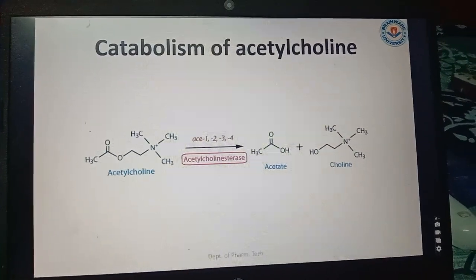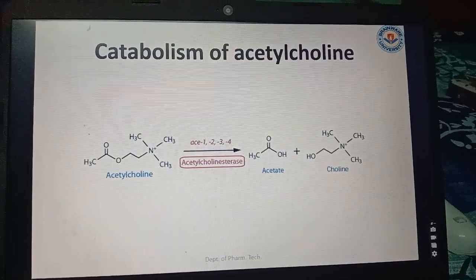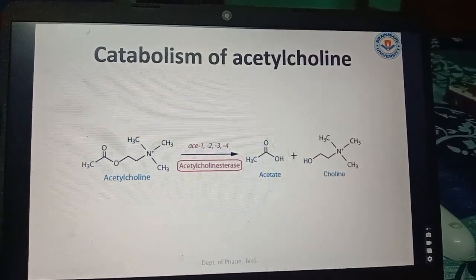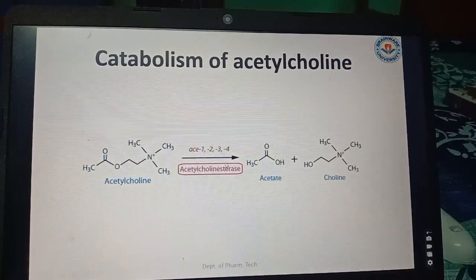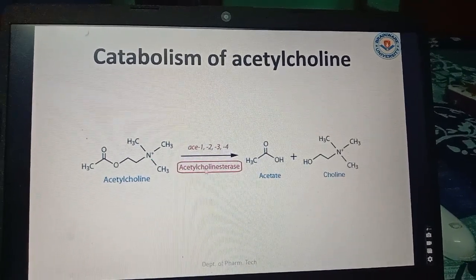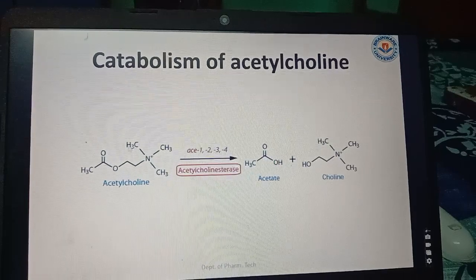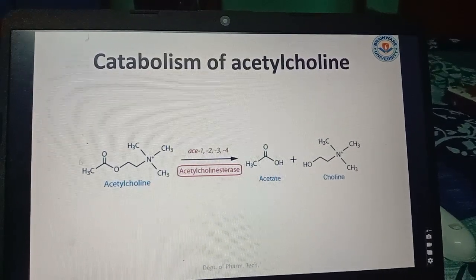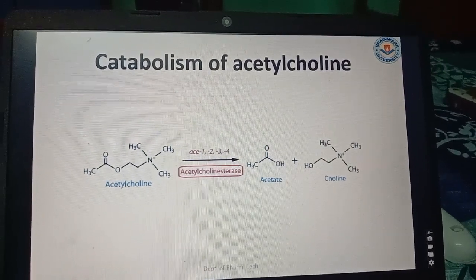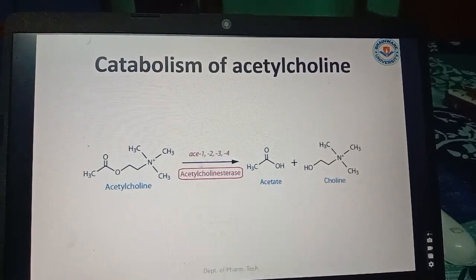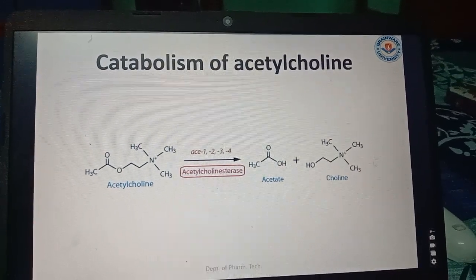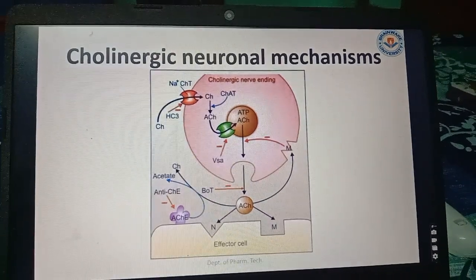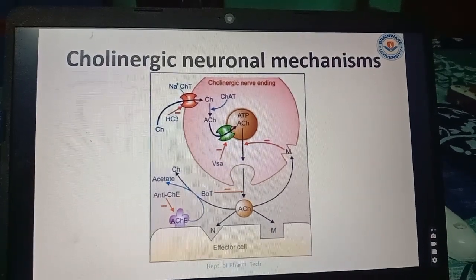Now catabolism. The synthesis has been done, but we should also know how the catabolism goes on. So this is acetylcholine. One enzyme, acetylcholinesterase, will work on it and break this compound down into acetate and choline. That means the CH3COOH group will be there, and the nitrogen-containing tertiary methyl group will be removed here. Very easy.